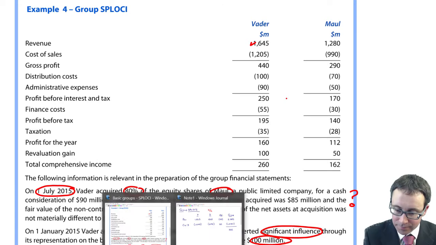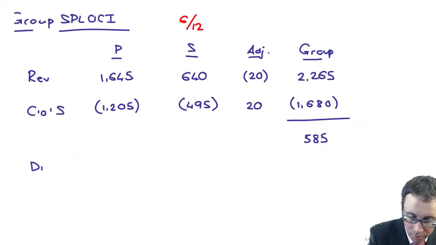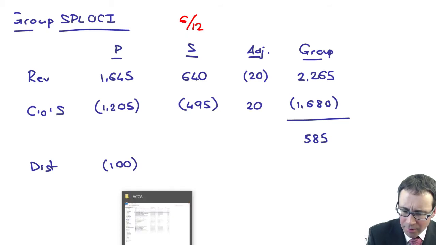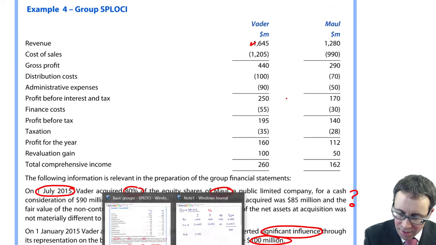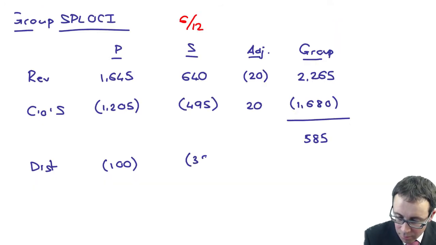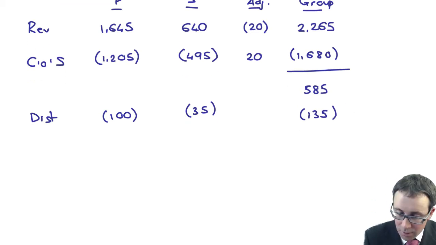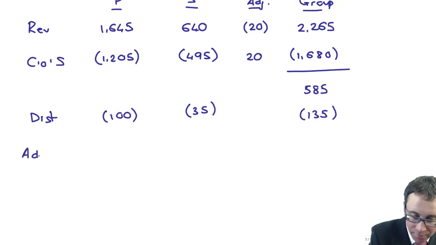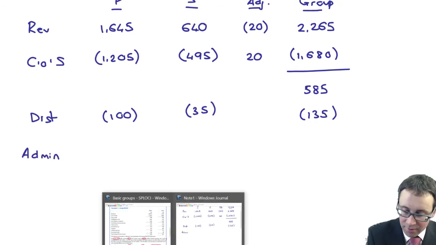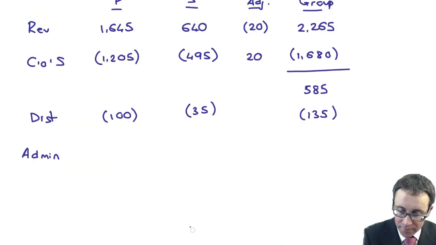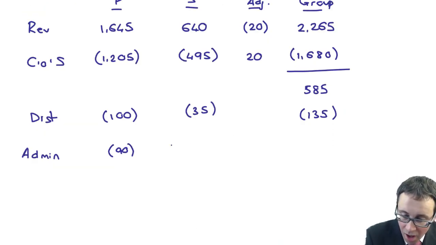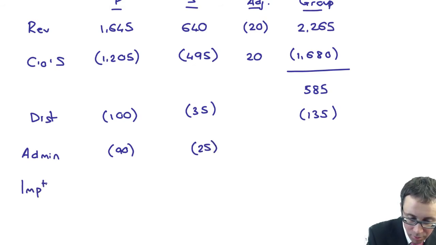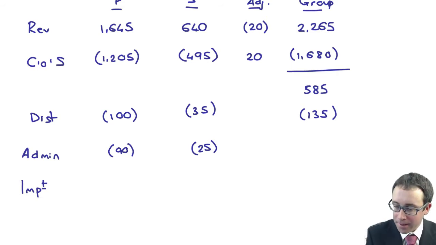Distribution, admin. So distribution, I think was it 100. And let me just double check on the 70 of the sub. So is that 35? So that gives me 135. We've then got our admin. So if I can find my admin, you've got 90 and 50. So I put in 90 and half of 50, which is 25. And then you've got your impairment, haven't we?